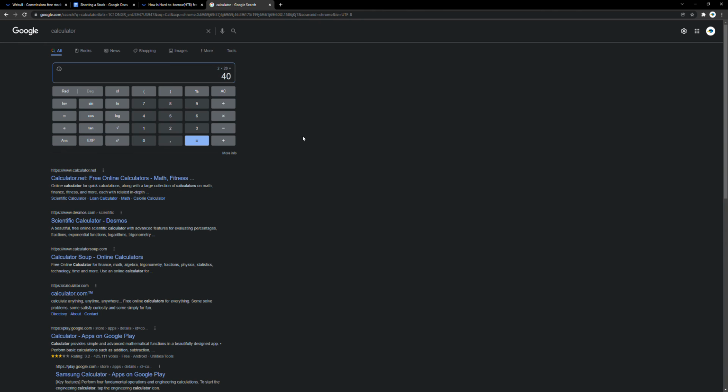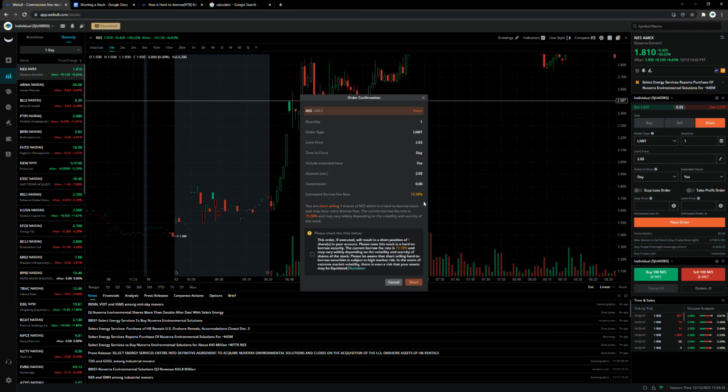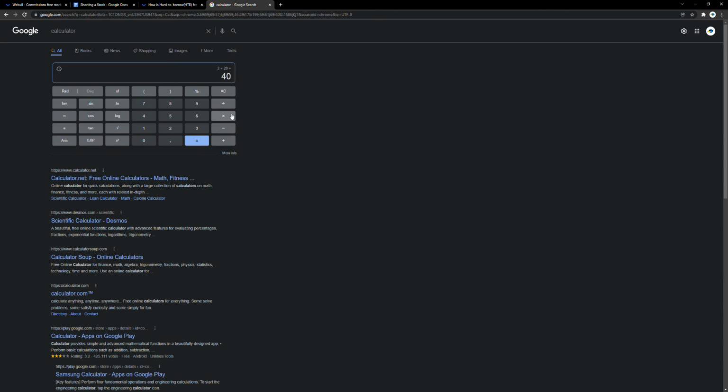With that trade value, I have to multiply by the hard to borrow rate. That's 73.58%. How do I make that into a decimal again? I move the decimal place back two places, 0.7358. So it's going to be 40 times 0.7358, and this is my annual hard to borrow fee.